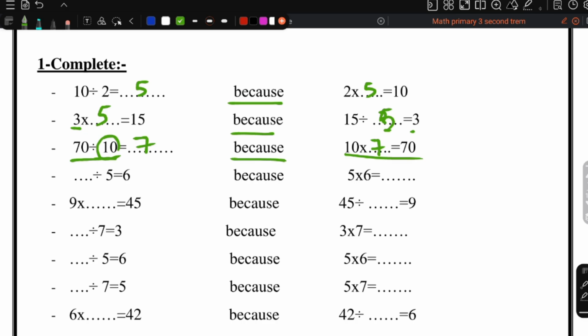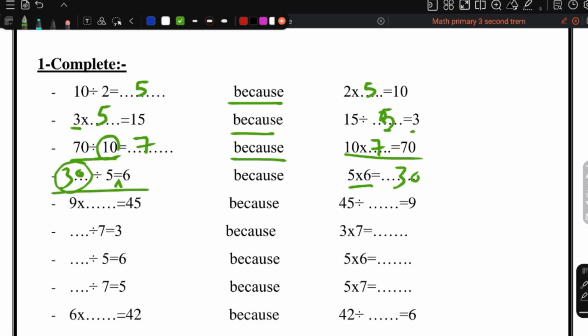Okay, 5 times 6 equals what? Yes, exactly 30. So here you will see the missing product, and I told you that if you have a missing product you will multiply the two small factors here, 5 and 6. 5 times 6 equals 30. So 30 divided by 5 equals 6.